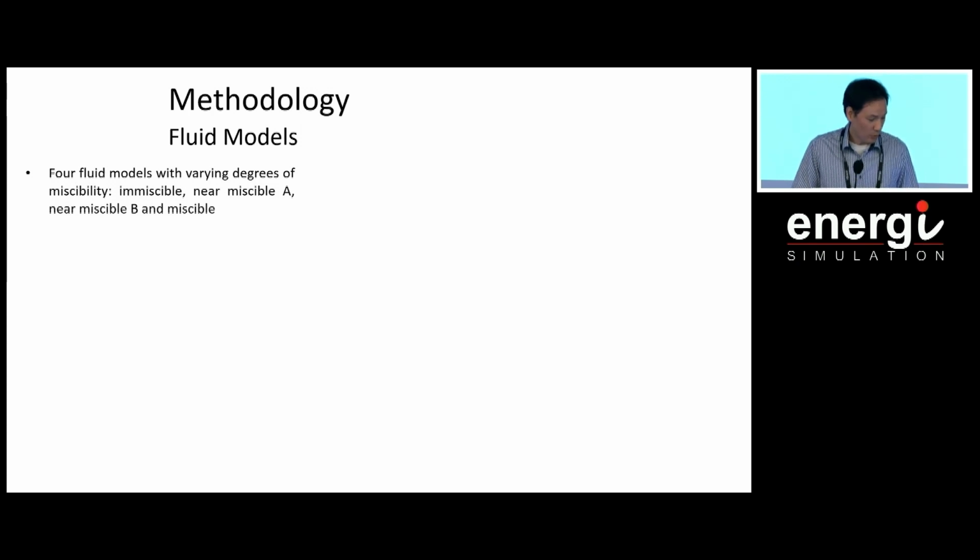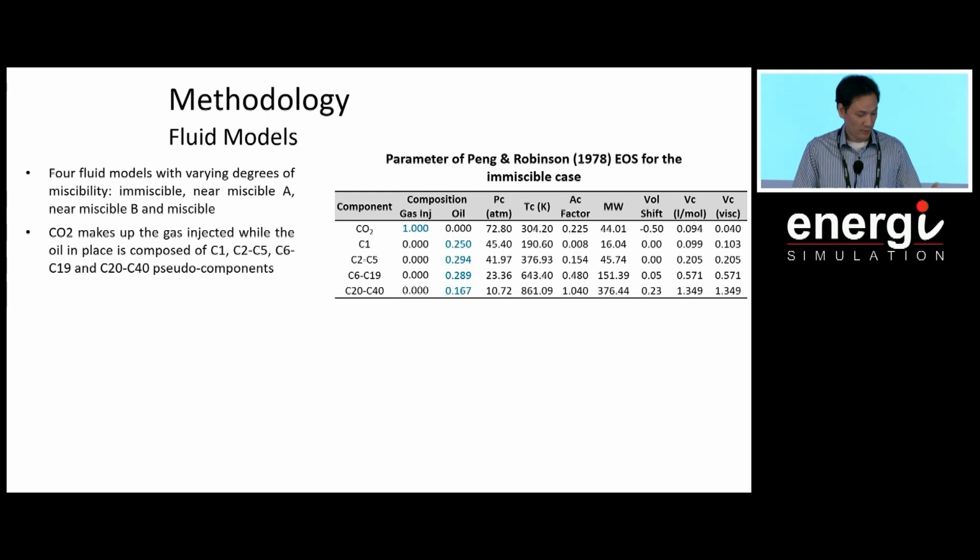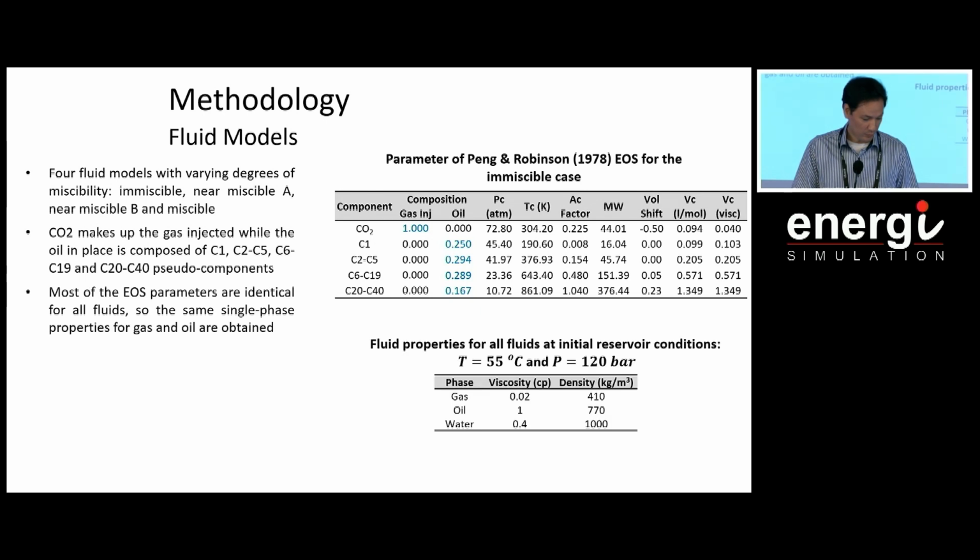And finally, for fluid models, we have a fluid model with 5 pseudo-components. The CO2 makes up the gas, so we're injecting 100% CO2. And the other 4 pseudo-components, hydrocarbon components, make up the oil in place in the model. This table shows the properties for the immiscible case, but they're almost the same for the other 4 models, which would be also the near-miscible A and B, and the miscible case.